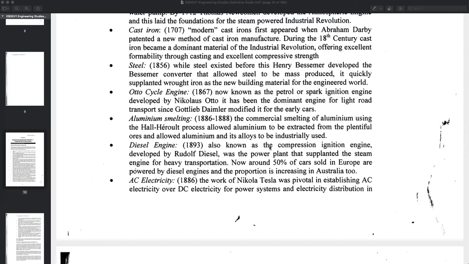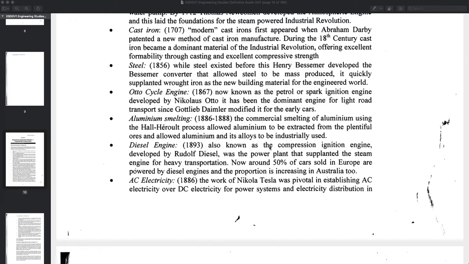Then we get to steel, developed by Henry Bessemer. This is also a very important part of the Industrial Revolution, and this allows for the structures that steel is now probably the most important engineering material, especially for its role in concrete. I'm making a special point to point out how important steel is.